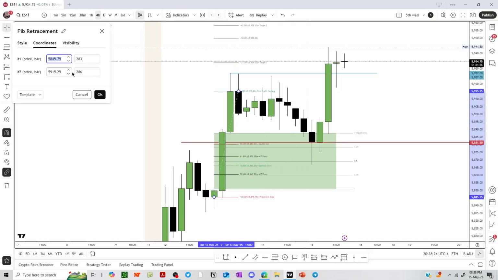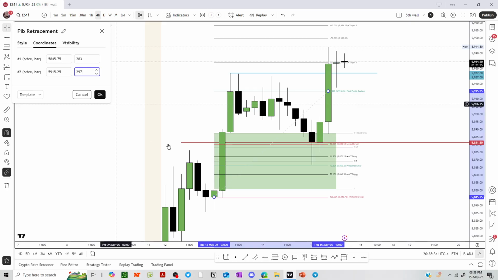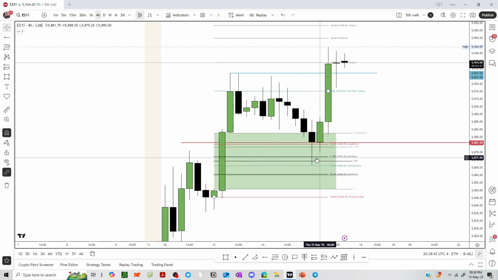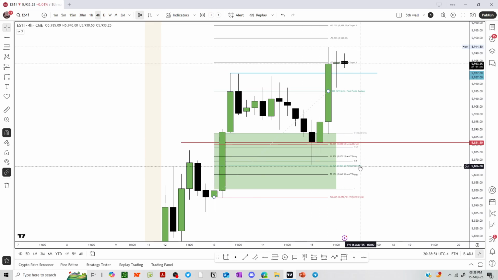Let's walk that out to 295. All right, let's do 297. All right. So just utilizing the bodies for entry is still decent. Still a 61.8 entry, and here's your 50% of this consequent encroachment of this fair value gap.